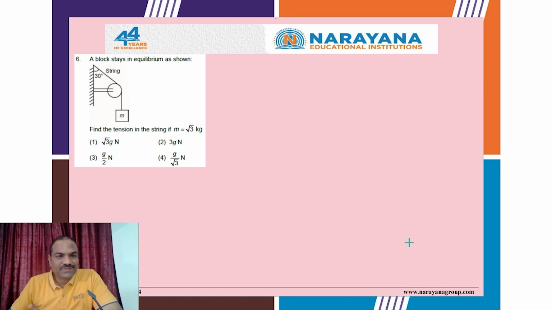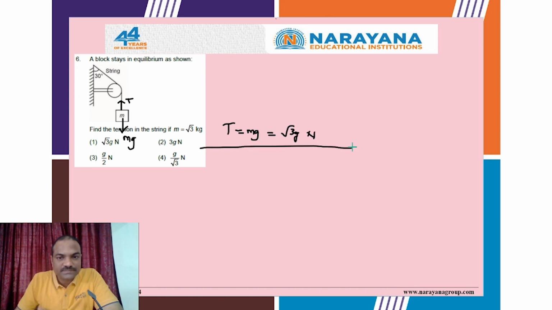The next question is the very easiest one, and they are directly asking about the equilibrium of a body. I think this question was done by everybody in the slot who wrote the exam, provided they had given the time for reading this question. They are simply asking for the tension in the string when the object is in equilibrium. So obviously the tension value should be equal to mg. That's it. T is equal to mg, which is nothing but root 3 times g Newton. That is the answer. So hope everybody did this question. The correct answer goes to option 1.